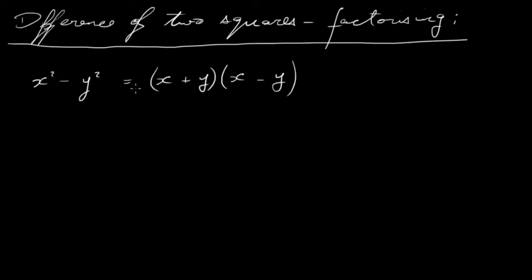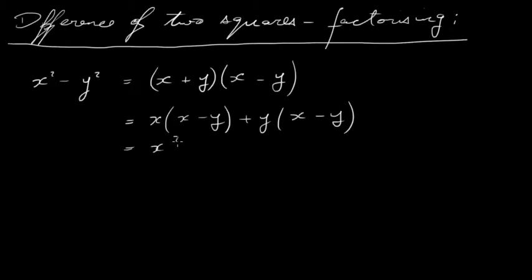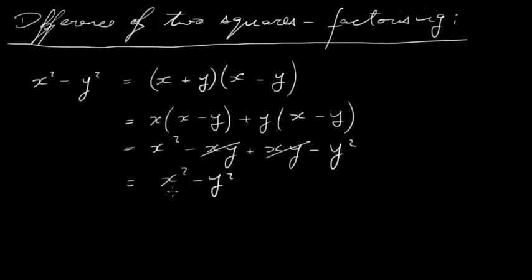This is your general rule here, but if you want to check it, you can just multiply these two out and you will end up with this here. So for example, you end up with x times x minus y plus y times x minus y. If you multiply these out, you get x squared minus xy plus xy minus y squared. This and this will cancel, plus xy minus xy will cancel, and you just end up with x squared minus y squared. So you end up with what you started with when you multiply these two out here. So this is our general rule here that we're going to use throughout these examples.